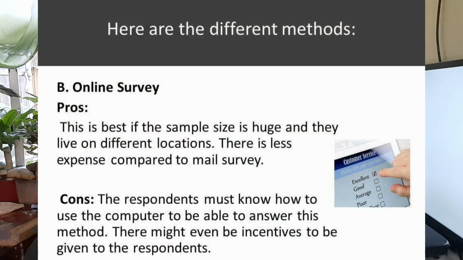B. Online survey. This is best if the sample size is huge and they live in different locations. There is less expense compared to mail survey. Cons: the respondents must know how to use the computer to be able to answer this method. There might even be incentives to be given to the respondents.